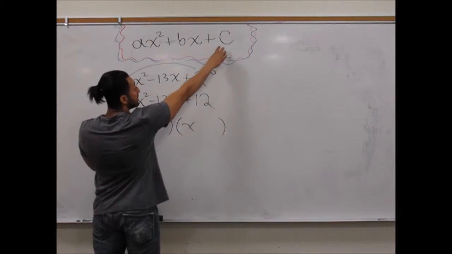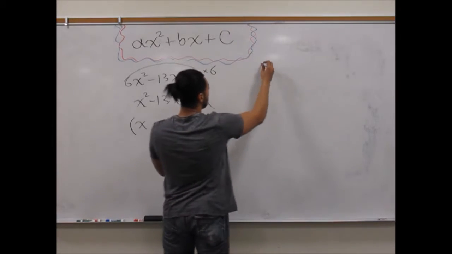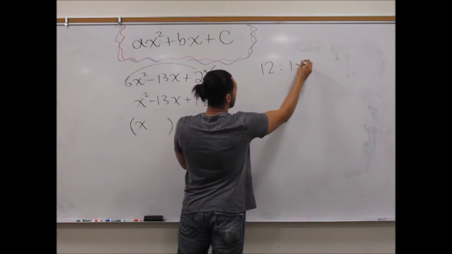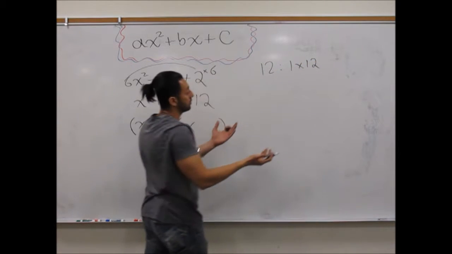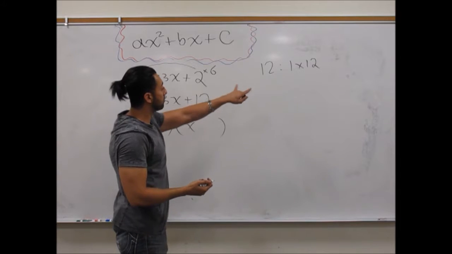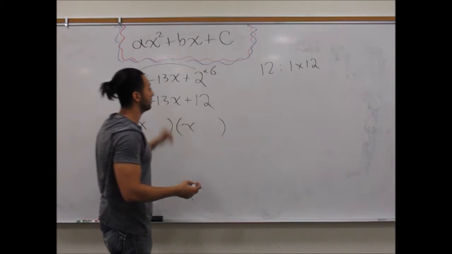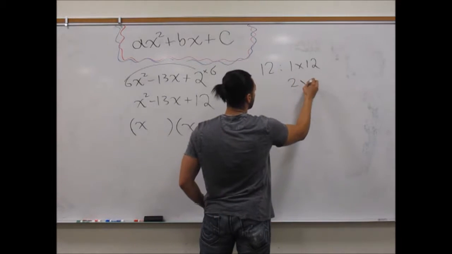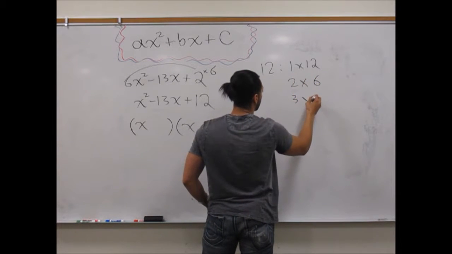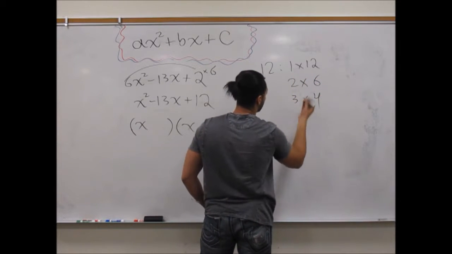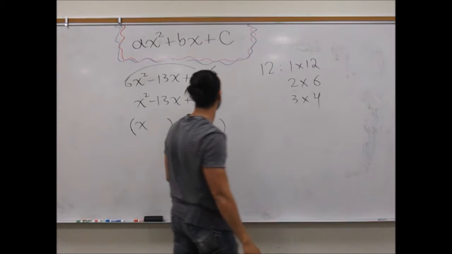Focus in on c, which is 12. You have 1 times 12. You want to see all the numbers that will multiply to give you 12, add and subtract in a way to give you negative 13, right? So you got 1 and 12, you got 2 and 6, you got 3 and 4, and I think that's it.